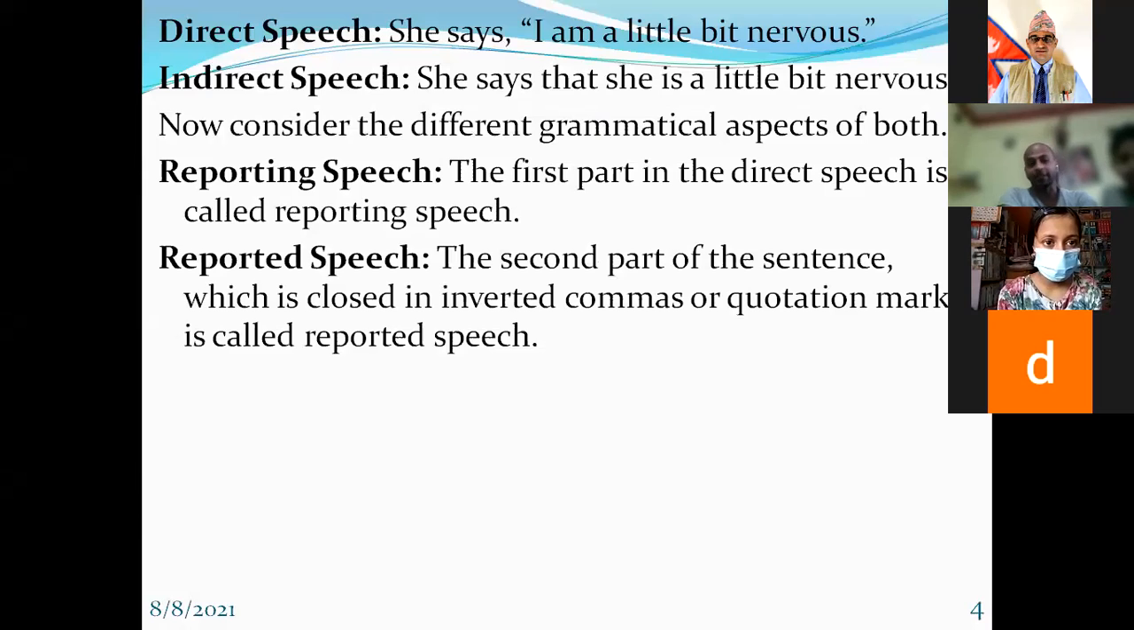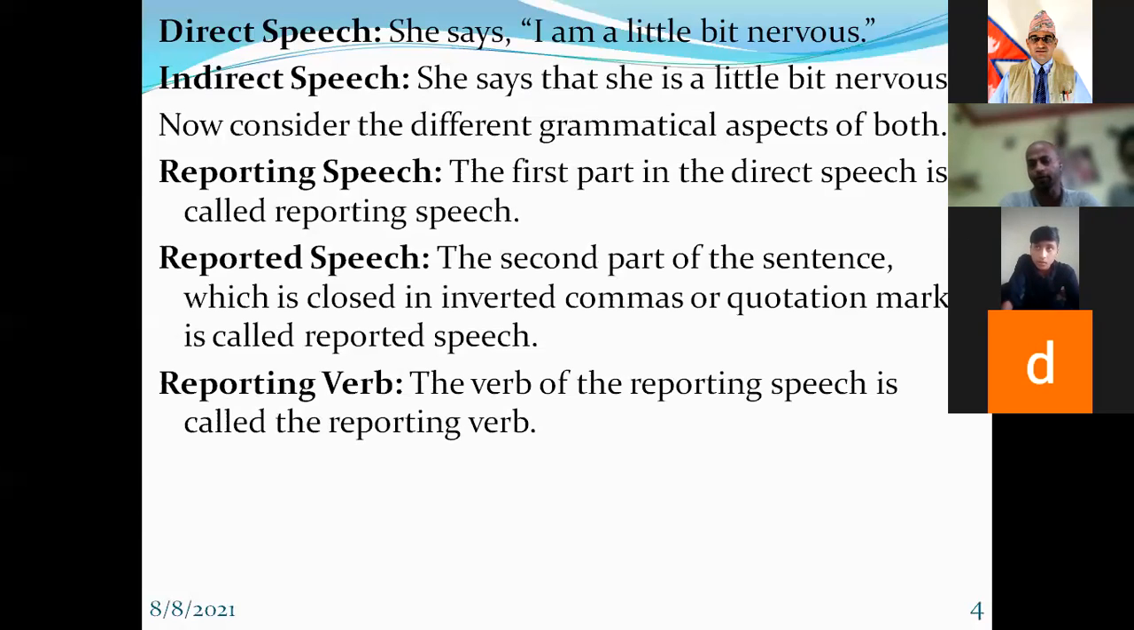The second part of the sentence, which is closed in inverted commas or quotation marks, that's called reported speech. Sometimes reported speech can be at the first and reporting speech can be at the second part also. Now that doesn't make any difference. That's not a problem. Let's go ahead.